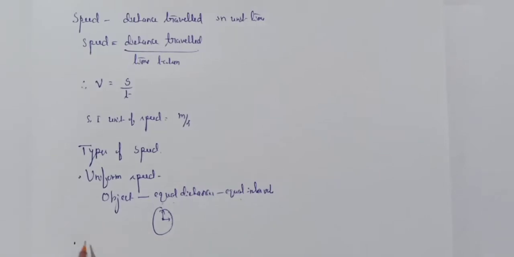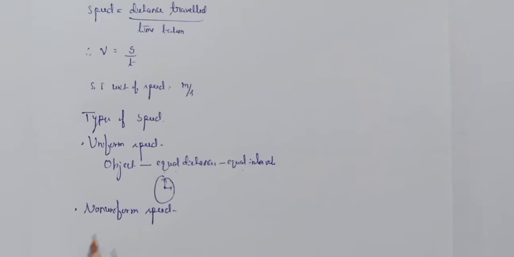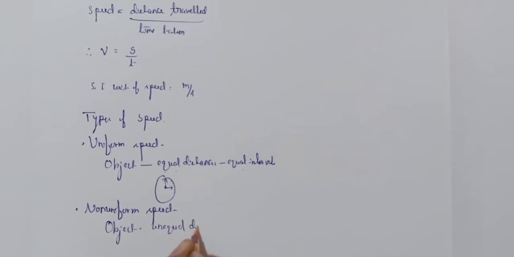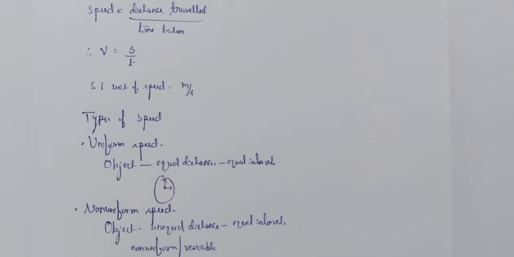And next, non-uniform speed. If an object covers unequal distances in equal intervals of time, then the speed of the object is said to be non-uniform or variable.